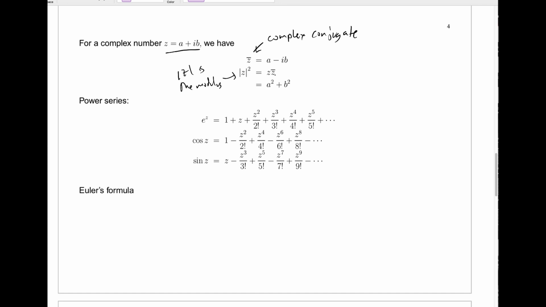The square of the modulus is z times z bar, and if you write down a minus ib times a plus ib, that product has real part, which is a squared, that's a times a, plus b squared, because ib times minus ib is plus b squared. But the imaginary part is ab times i and minus ab times i, which cancel. So z times z bar will give you a real number, a squared plus b squared, and that will be the square of what we call the modulus of z, so that the modulus of z is just the square root of a squared plus b squared.